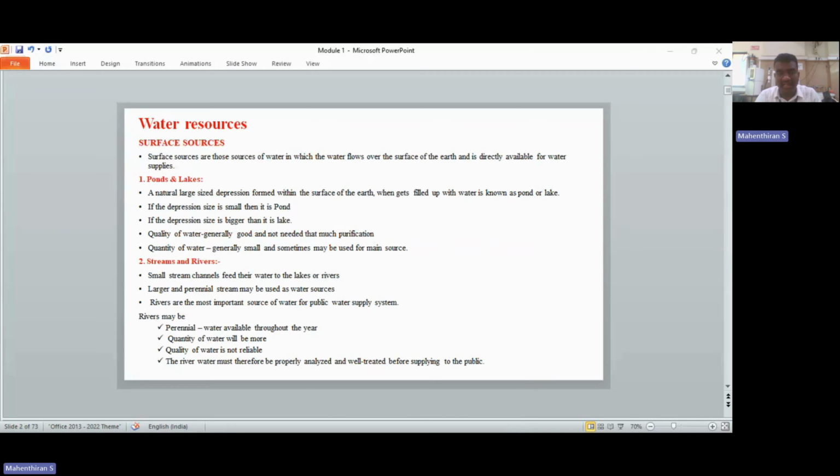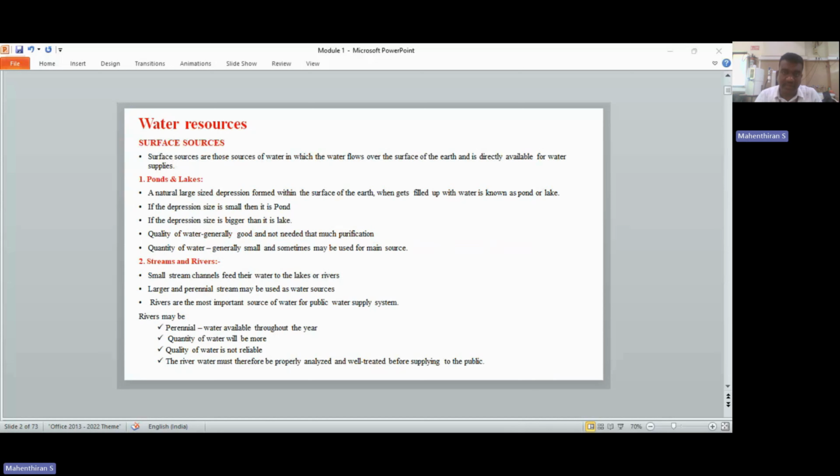Now let us move to the second type, that is the streams and the river. Small stream channels feed their water to lakes or rivers. The streams are smaller water courses, whereas the rivers are larger and more significant. Larger and perennial streams may be used as water sources also.